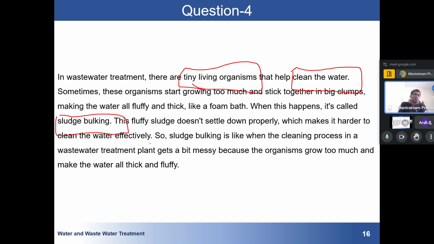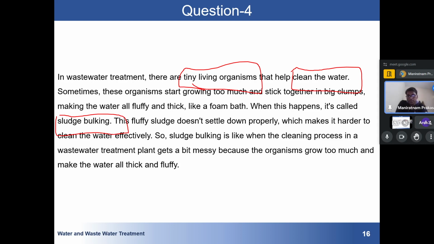So this sludge bulking is not a good thing. Why is it not a good thing? My aim is that organic matter will decompose and settle down at the bottom of my tank. Now imagine that is not happening. Why is it not happening? Because all the microbes present in the system are sticking with each other, being suspended in the system and not settling. This creates a problem and affects the efficiency of our treatment process. So this is known as sludge bulking.